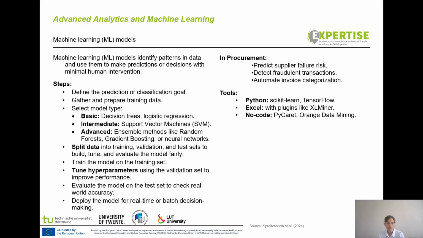Machine learning models learn from past data to predict or automate decisions. You might choose a simple decision tree, an SVM, or advanced models like random forest or neural networks.